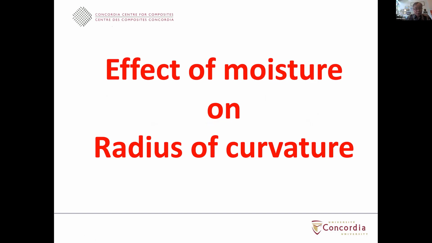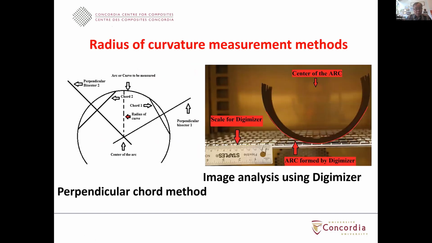First, the effect of moisture on the radius of curvature. In order to measure the effect of the moisture on the radius, we need to find a way to measure the radius of curvature. There are 2 different techniques to measure the radius of curvature of a piece. One is called the perpendicular chord method, which is a very old method. If you can get the piece in your hand, you can trace the shape of the curvature on a piece of paper, then draw the perpendicular bisector. You draw bisector number 1, bisector number 2, you get the center point, and from there you get the radius. So this is a very simple technique.